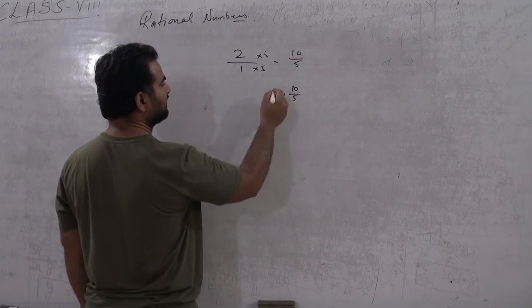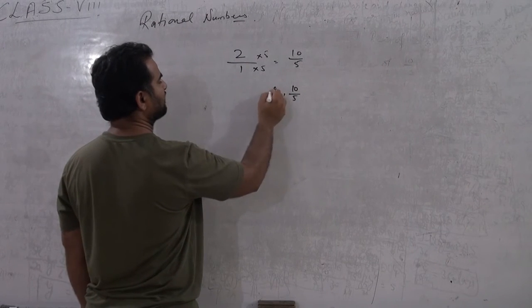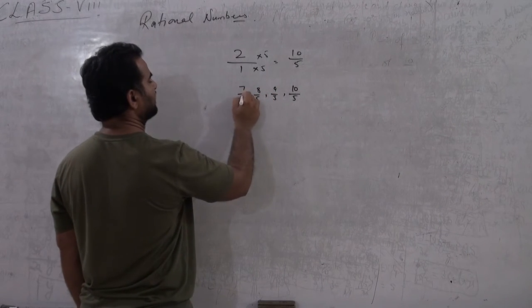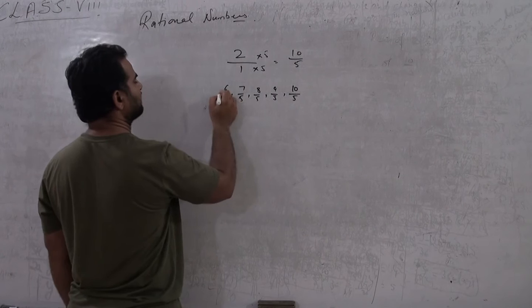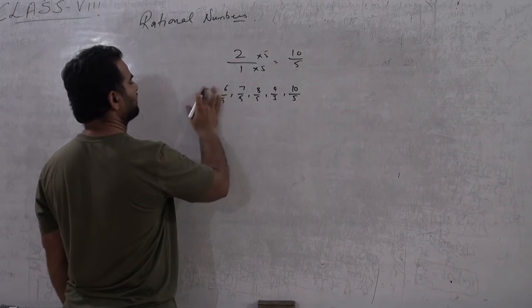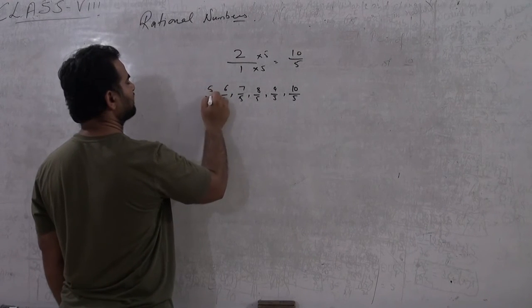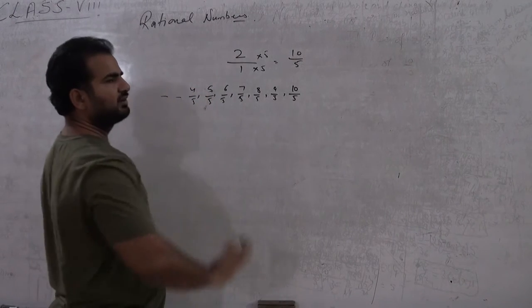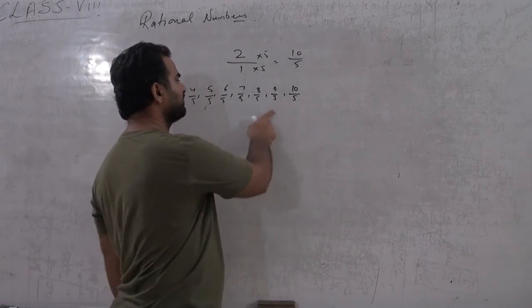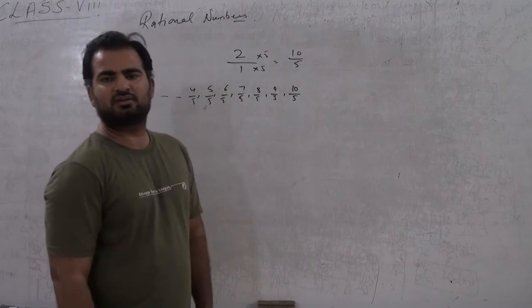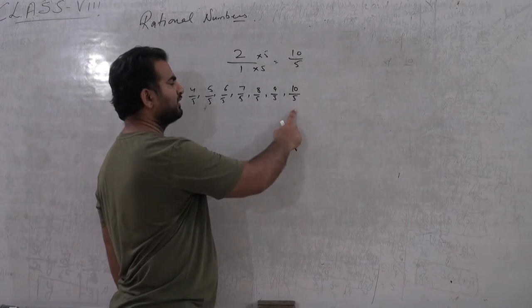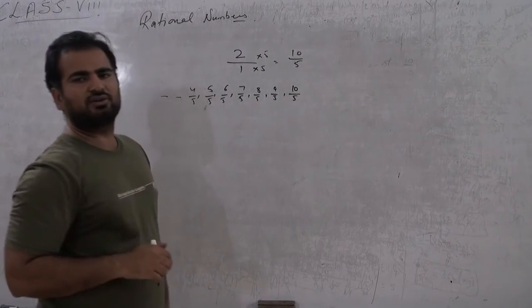So 10 by 5, and the previous ones will be 9 by 5, 8 by 5, 7 by 5, 6 by 5, and so on. All of these are less than 2. Okay, 10 upon 5 will be 2, and all of these are less than 2.